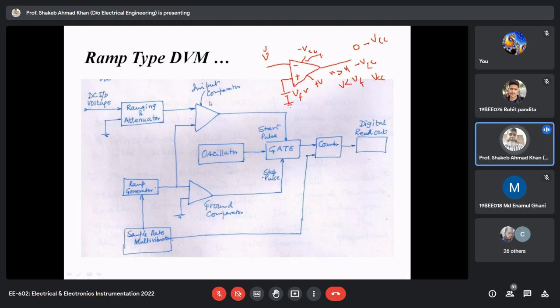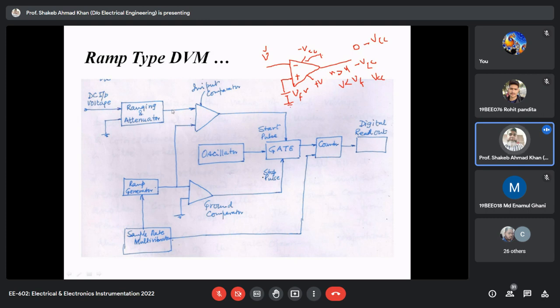So here, if you look at the inputs of the comparator, our unknown voltage should be DC. If we are talking about AC voltage measurement using a DVM, then this AC voltage should be converted into the corresponding value of DC, and then it is measured. Anyway, it is calibrated in terms of AC as well as far as the digital readout is concerned.